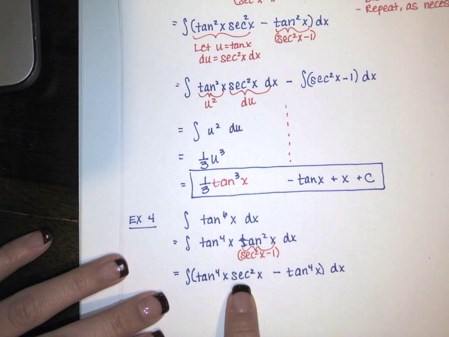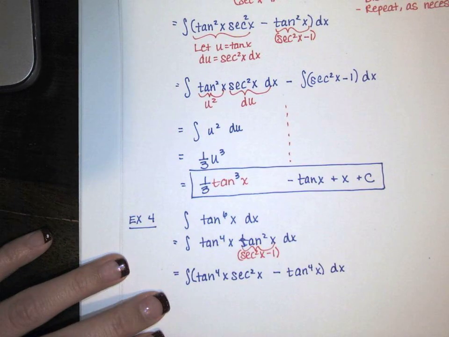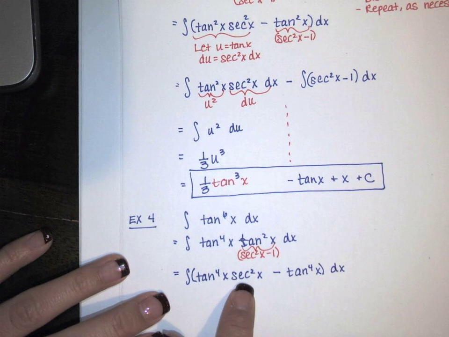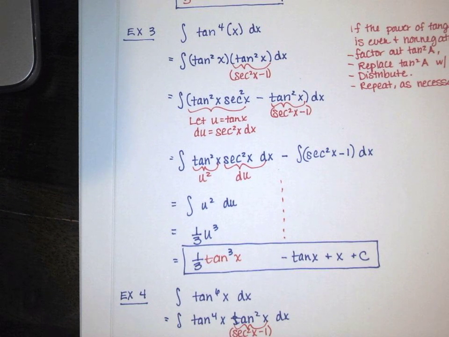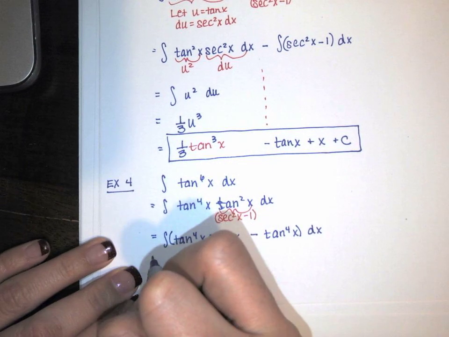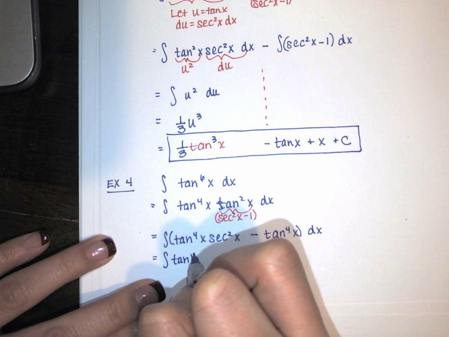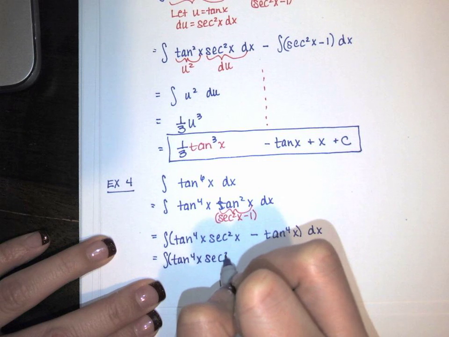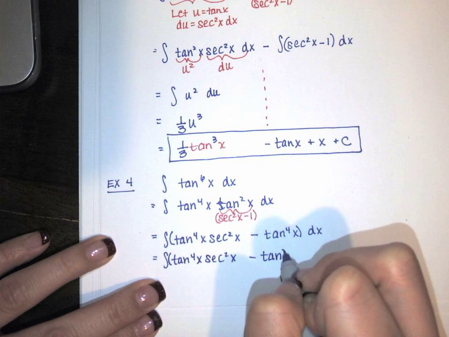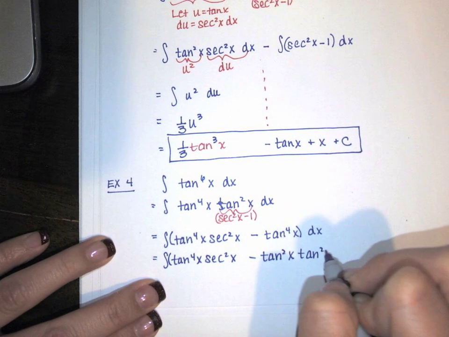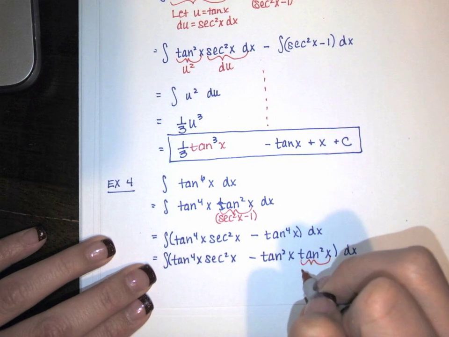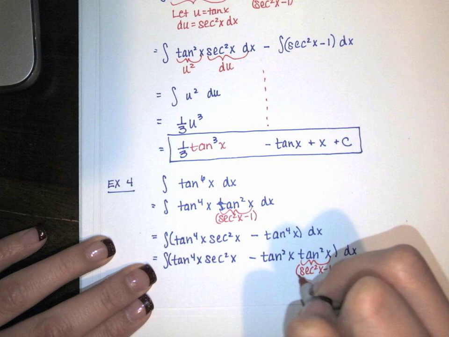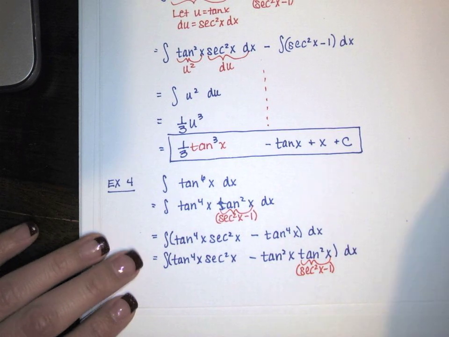For this guy, I can do the u-sub, very similar to what we did up here. It's going to be u to the fourth du. For this guy, tangent to the fourth, well, isn't that just the last problem that we did? We're just going to do it again. So I replace tangent to the fourth with tangent squared times tangent squared. And tangent squared is secant squared minus 1. We distribute.